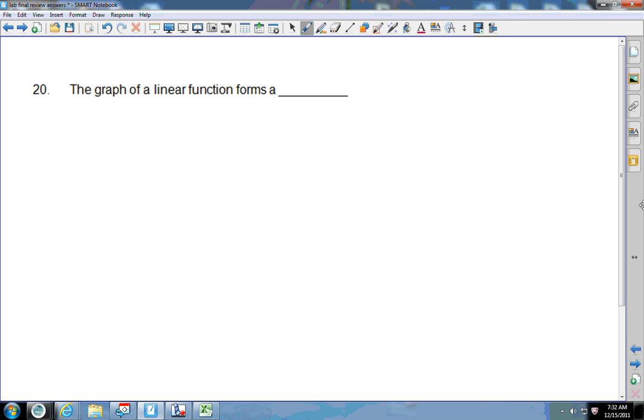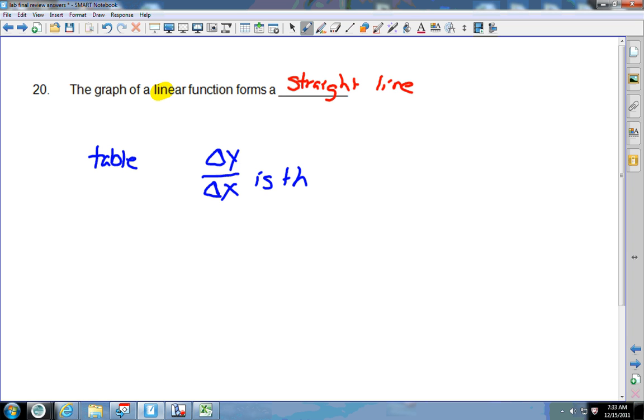Next, the graph of a linear function forms a straight line. Remember the idea that we talked about, linear? Linear has the word line in it. So from a graph, you know if something's linear because it has a straight line. How do you know from a table if it's linear? In a table, you would go through and make sure that delta y divided by delta x is the same. What was the other thing? I was thinking linear, straight line, a table, delta y over delta x is the same.